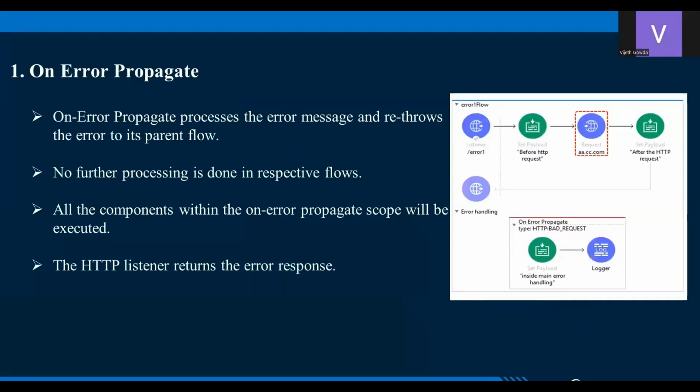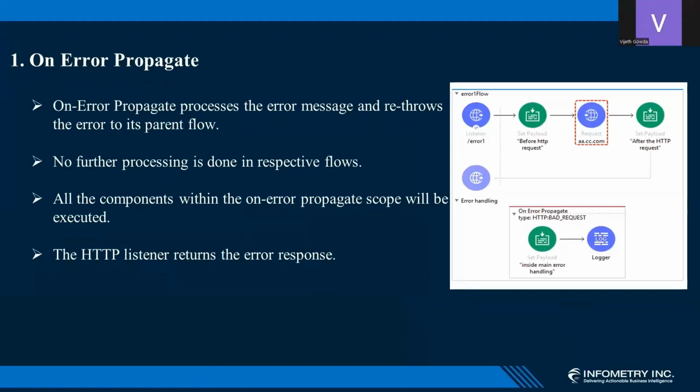First we'll discuss on error propagate. On error propagate means it will throw an error after we handle the error. For example, it will throw error attributes, such as error description, error type, and proper error messages. So whenever an error occurs and we are using on error propagate, the process will not continue further.